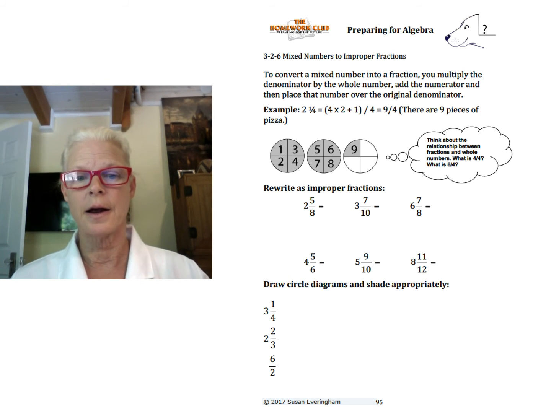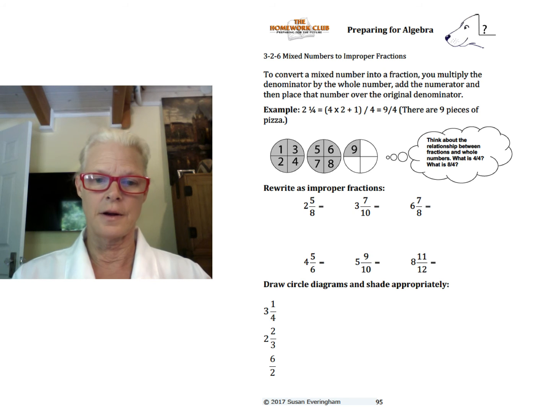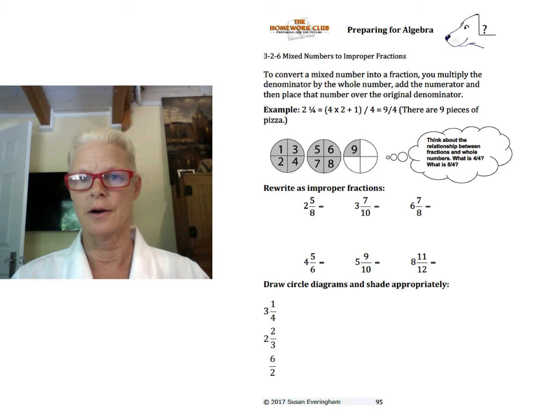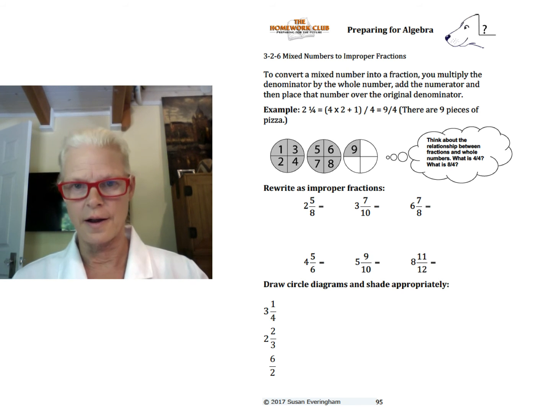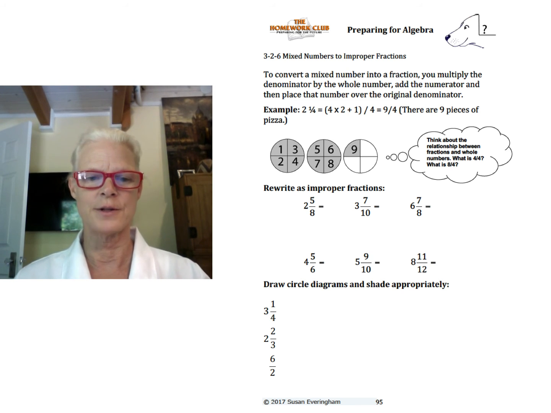Please rewrite the mixed numbers here and put them into improper fractions. So 2 5/8, again, denominator 8 times 2, the whole number, plus 5. And go ahead and figure those out.